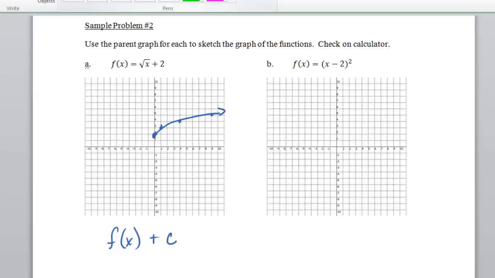Now, for f of x equals (x minus 2) squared, we actually subtracted the c value inside the function. And so this is one of those situations where the rule took place inside the function, and this is going to have an opposite value shift to the left or to the right. In this case, since it's subtracting 2, we're actually going to go 2 to the right before we start our upward shift here.